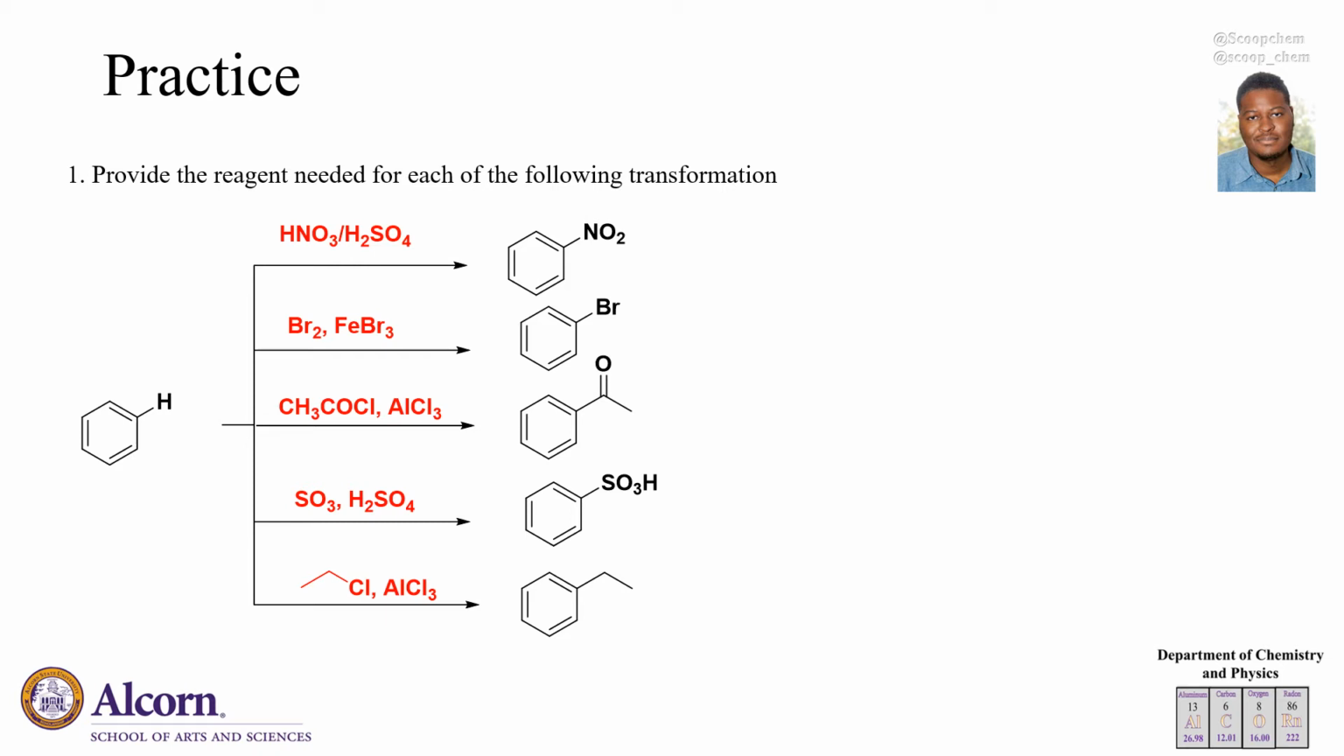The fourth reaction is a sulfonation reaction, and I need fuming sulfuric acid, which is this sulfur trioxide and sulfuric acid mixture. And lastly, I have an alkyl halide and a Lewis acid to generate the Friedel-Crafts alkylation product.